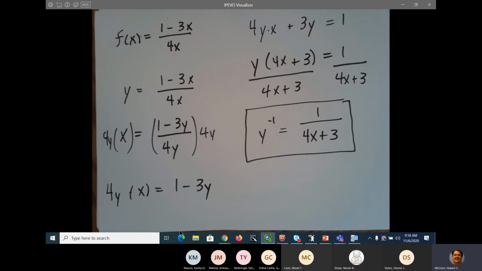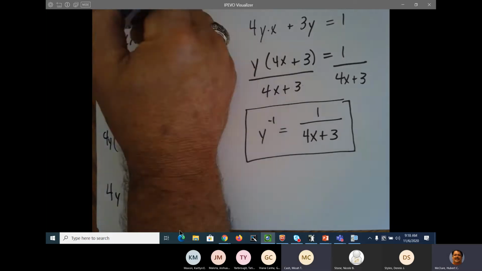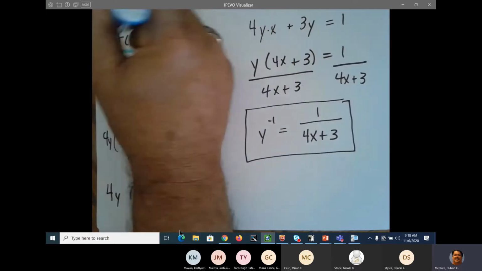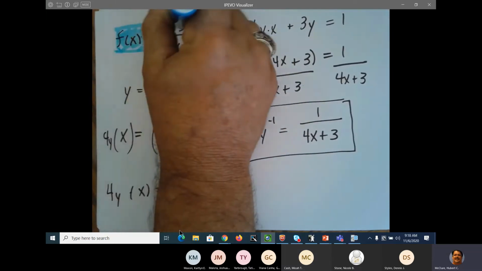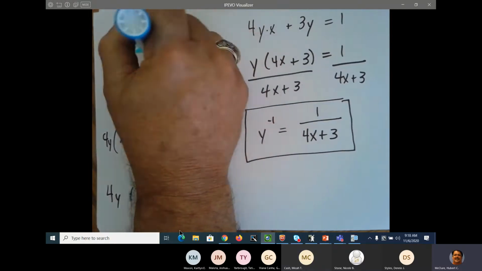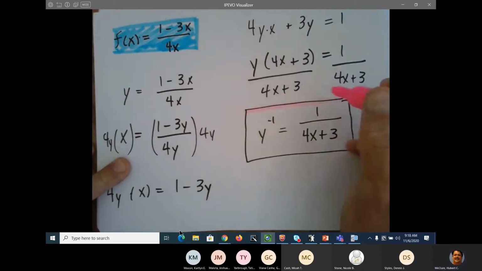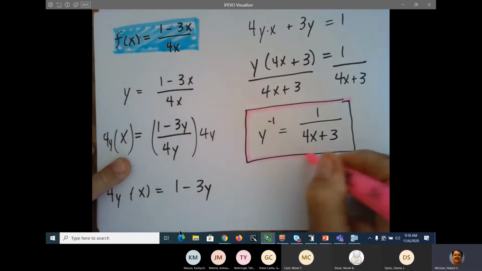Now let's graph it. Since it is basic, we'll graph the original function in blue, and we'll graph the inverse in pink. And when we do that, they should be symmetrical around the oblique asymptote.